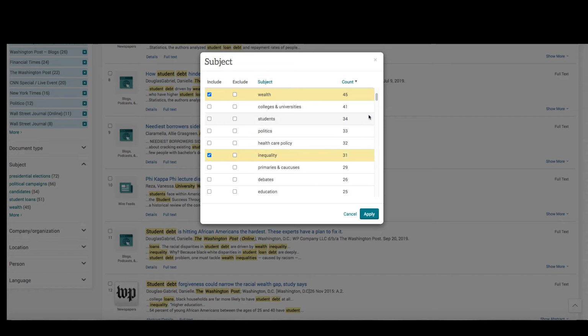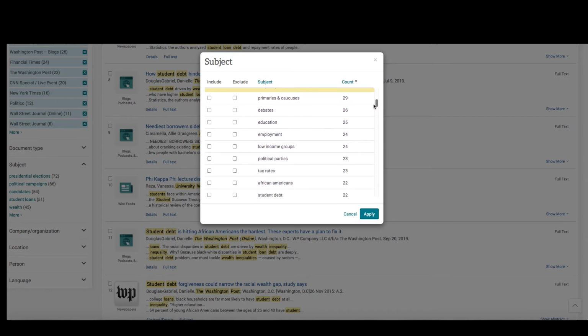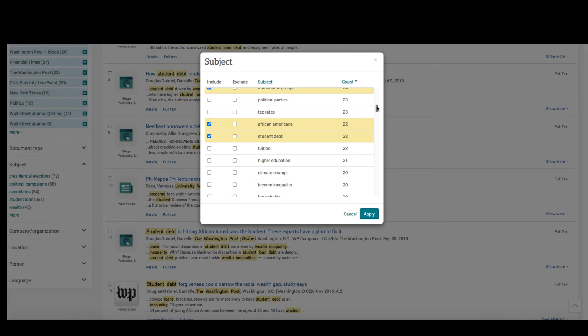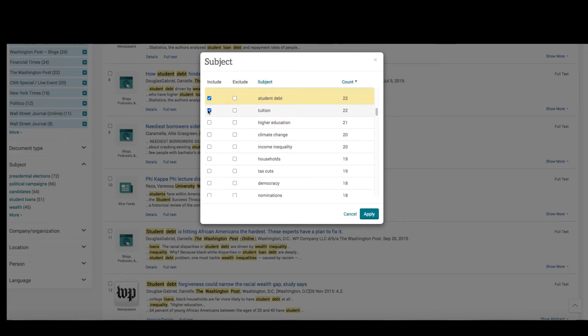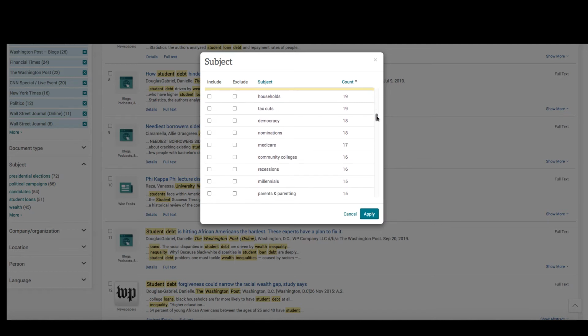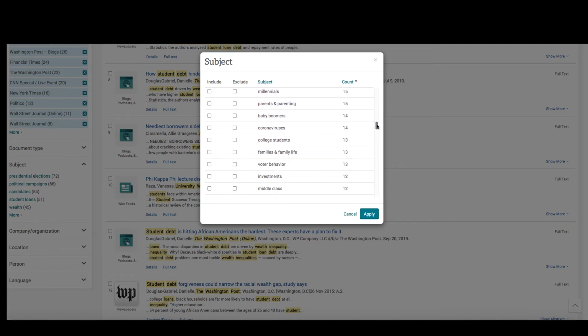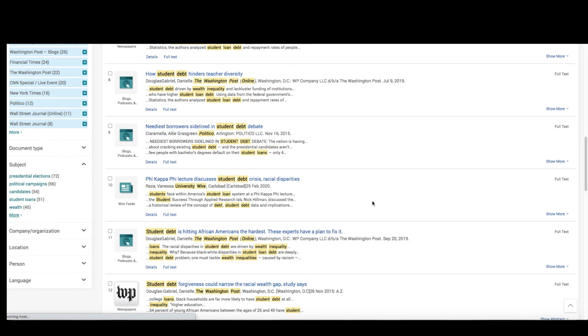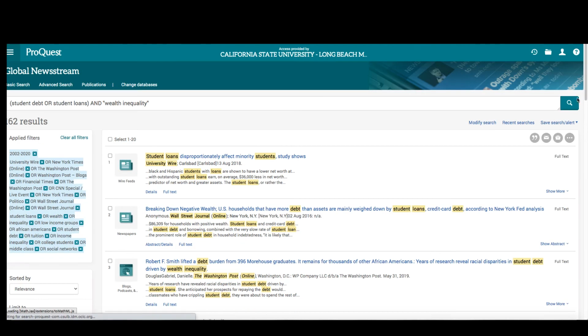inequality, low-income groups, that might be a good one. African Americans might be a good one. Student debt might be a good one. Tuition, certainly a relationship. Income inequality, which is not the same as wealth inequality, but very similar. College students, middle class, social networks. Again, terms that are more precise in some cases and related. And so that got us down to 162.